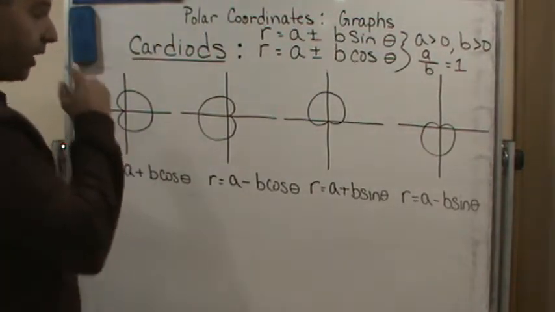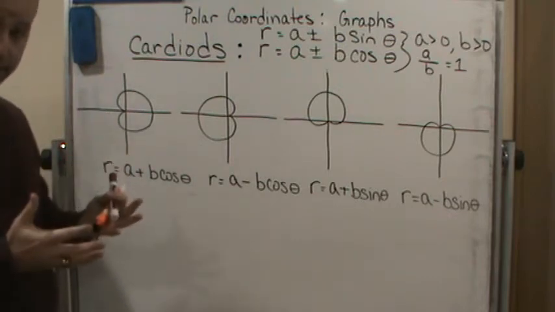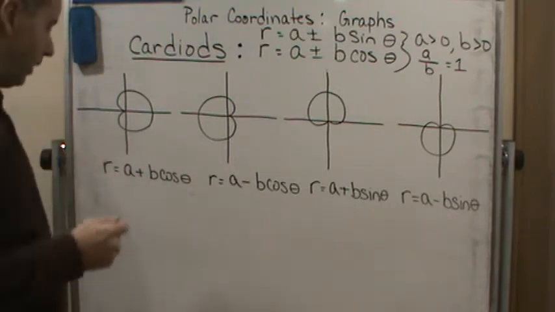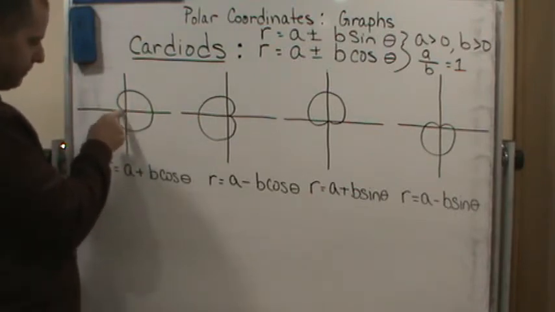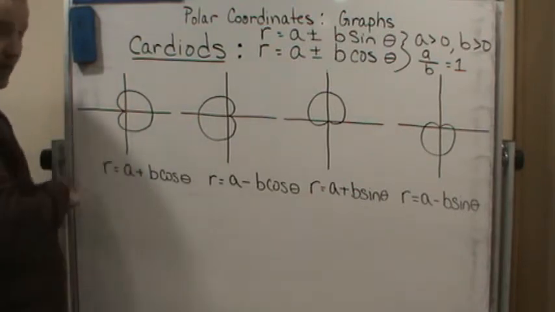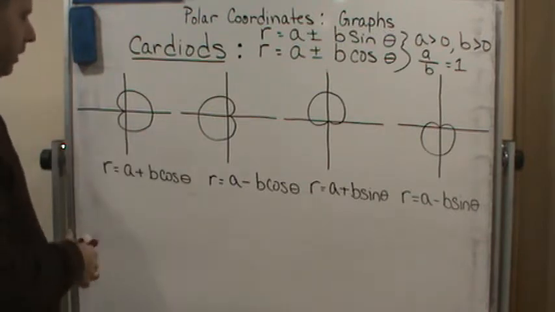So what does this cardioid look like? It looks sort of like a heart, kind of a mashed up heart. So it's maybe sort of like a circle, but it's got this pinched in or poked in end on the side.